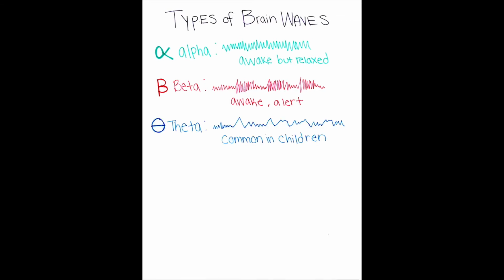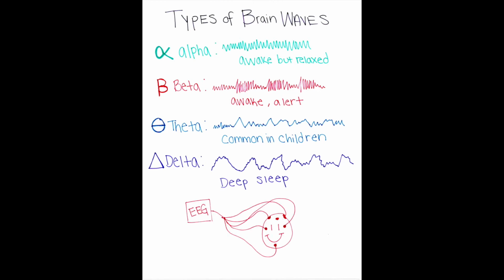We next have theta waves. These are common in children. They are somewhat abnormal, but they also have instances of consistency. Finally, we have delta waves. These are when an individual is in a deep sleep. These are long and also peaked.